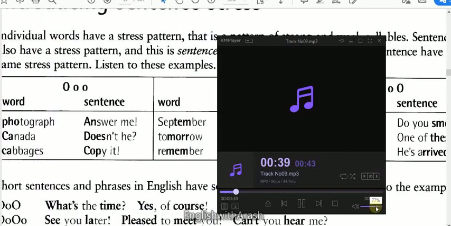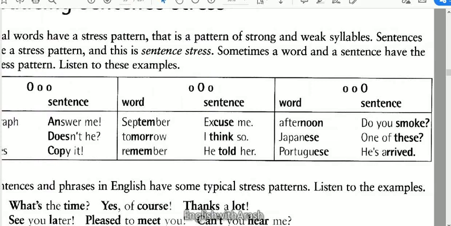Photograph. Answer me. Canada. Doesn't he? Cabbages. Copy it. September. Excuse me. Tomorrow. I think so. Remember. He told her. Afternoon. Do you smoke? Japanese? One of these? Portuguese. He's arrived.